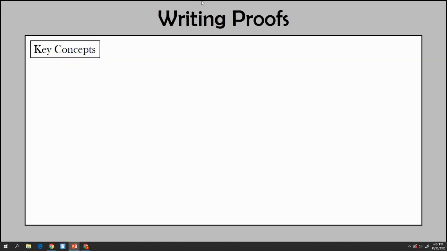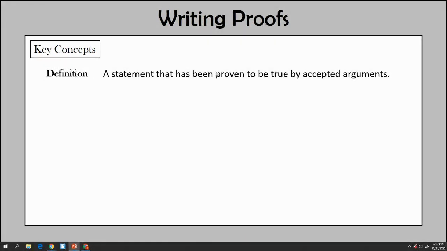All right, so first of all, we want to look at some key concepts here, what they mean, and then we're going to be able to separate or identify the differences between them. So the first thing is that of a definition. A definition is simply a statement that's been proven true by accepted arguments, and it is the formal statement that describes what a term is. For instance, the midpoint of a line segment is a point that divides a segment into two congruent segments. That's a definition.